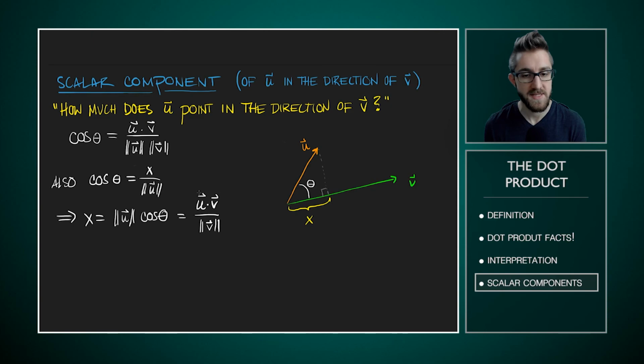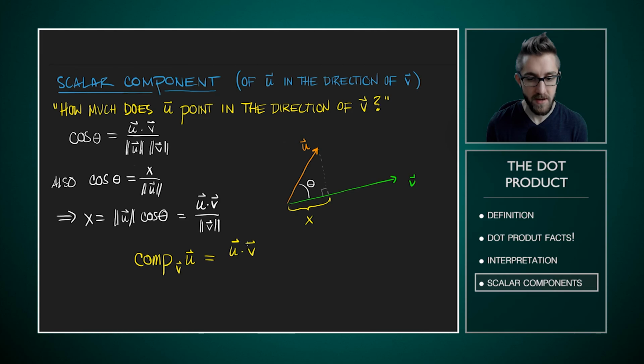So that little algebraic step was just to compute this length. And again, the point was kind of to answer this question, how much does u point in the direction of v? Now we have a way to quantify that. Again, it's called the scalar component, and the way we write it is COMP. We put v, the vector that we were looking at the direction of, as a subscript, and then u here not as a subscript. And again, it's equal to the dot product of these two vectors divided by the magnitude of v, the vector that we were looking at the direction of.